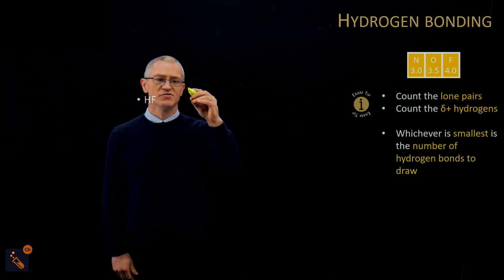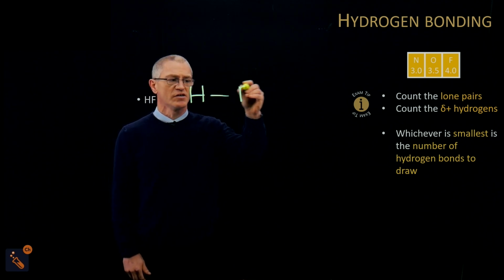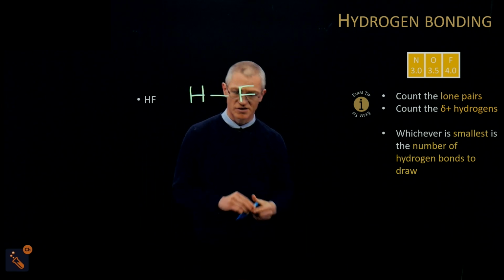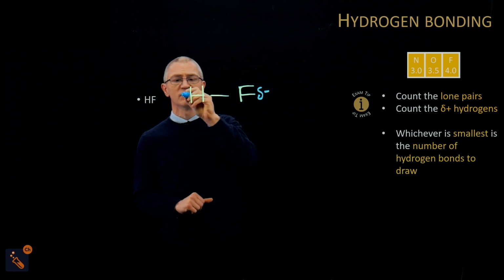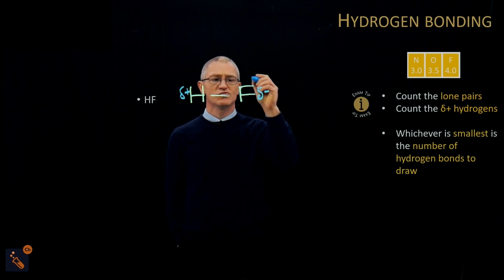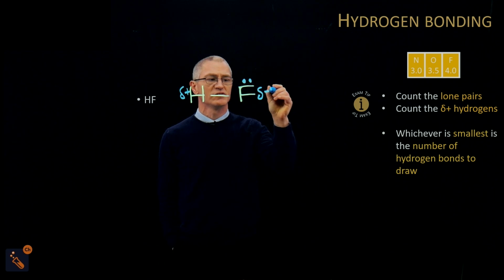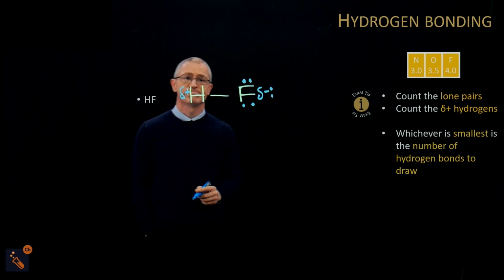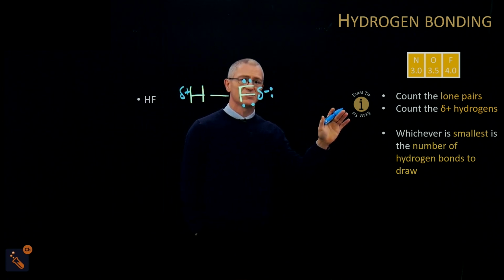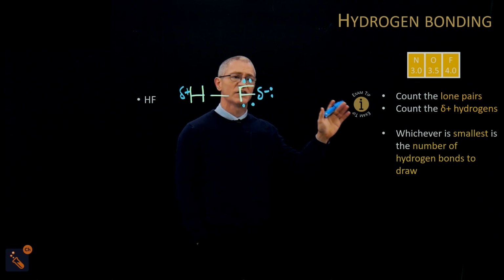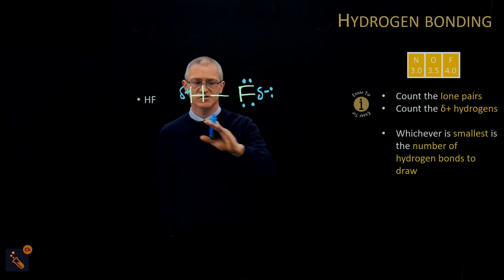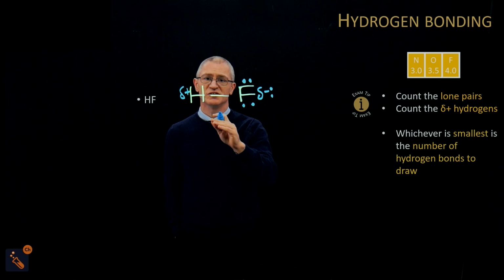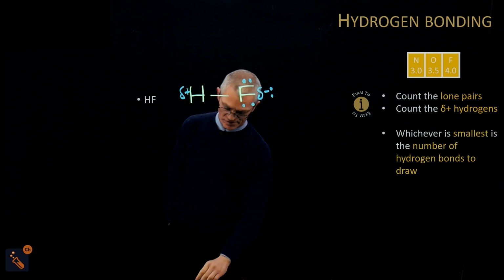So you have HF, and if you draw it, there we go. We've got a delta positive hydrogen, a delta negative there, a delta positive there. We draw all our lone pairs, so our lone pairs are there. So we've got 3 lone pairs. We then count the lone pairs, 3, and count the delta plus hydrogens. We've only got 1 delta plus hydrogen and 3 lone pairs. So if we're going to draw this, we go for the smallest number, which is 1 delta positive hydrogen.